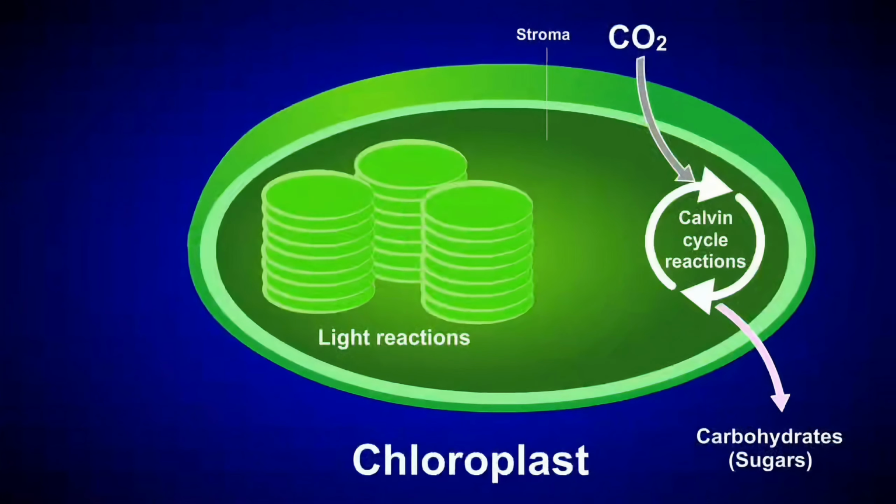Where does it happen? It happens in the stroma, the fluid-filled space of the chloroplast, where enzymes facilitate the chemical reactions. Fun fact: even though the Calvin cycle doesn't need light directly, it depends on energy, ATP and NADPH, produced during the light-dependent reactions of photosynthesis.